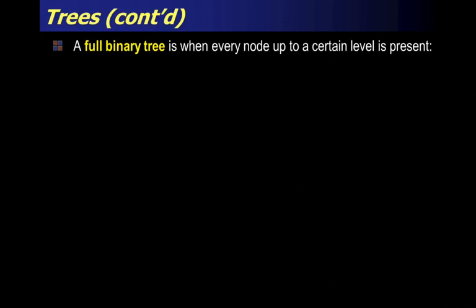Okay? It's defined as a full binary tree if every node is present at every level. So let me show you some examples. That's a full binary tree. It has 1 level, 1 node. That's a full binary tree. 2 levels, 3 nodes. Every node is present.